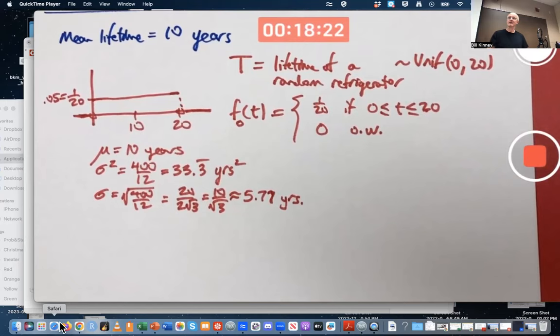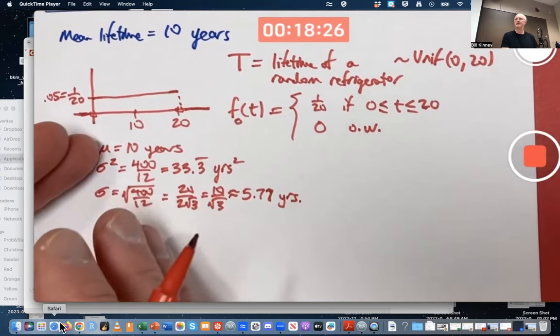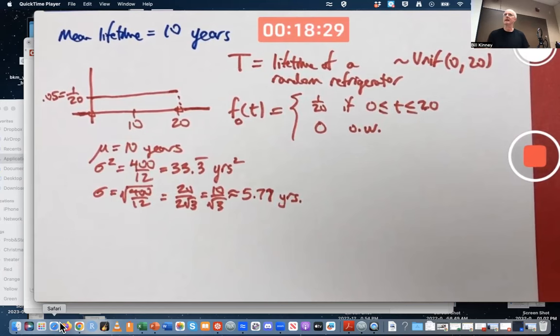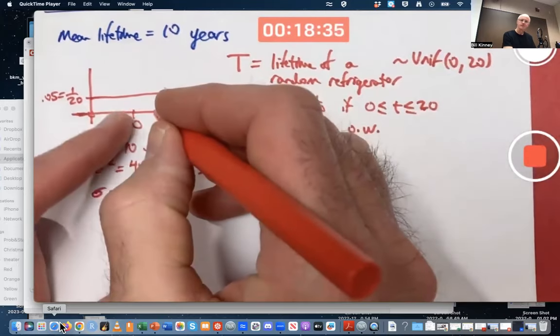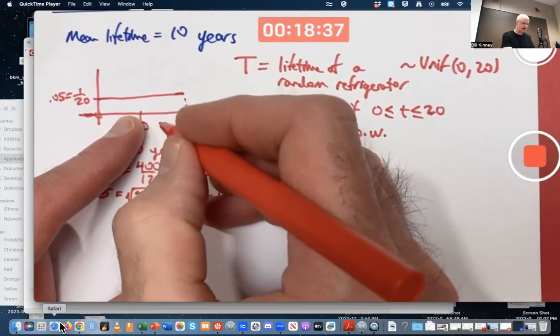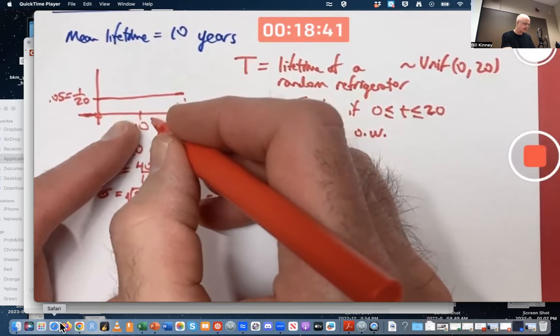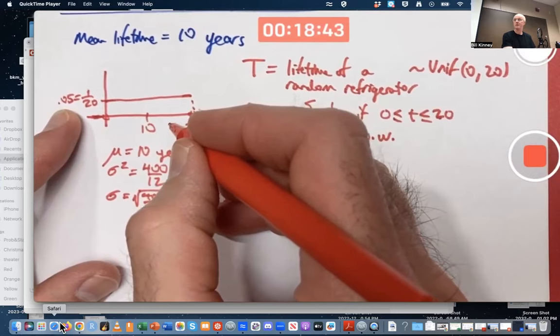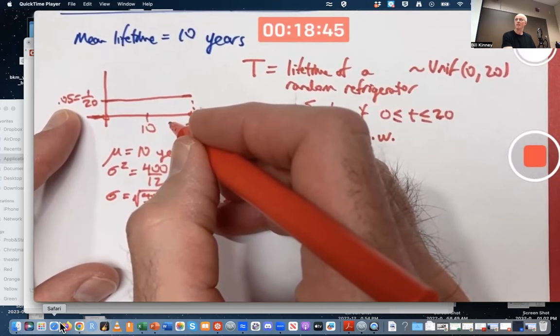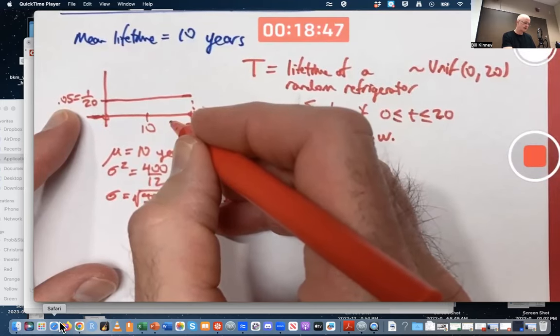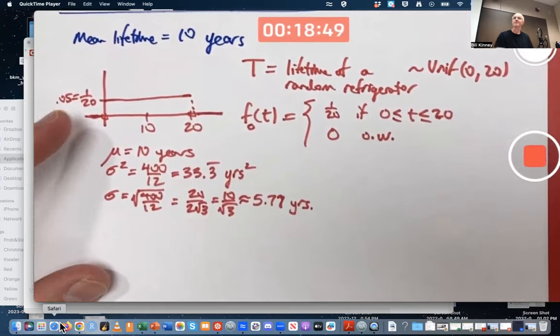Okay, so these are the kinds of things that we'd be interested in. And as always, we could also use the PDF to find probabilities. What is the probability that the refrigerator is going to last between 10 and 15 years, for example? Well, you'd find the area under the graph from 10 to 15. Just do it as a base times height. 5 times 0.05 would be 0.25, 1/4 probability of lasting between 10 and 15 years.